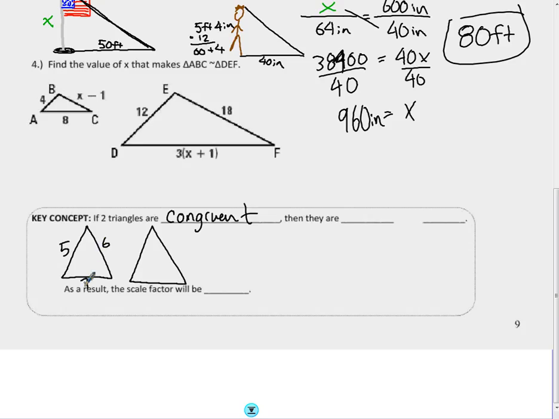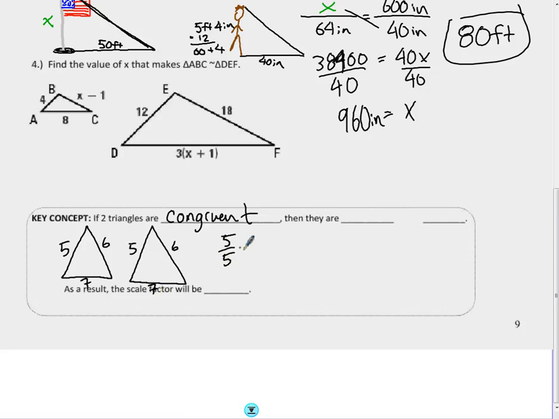So if two triangles are congruent, what would their scale factor be? They would have to be the same, but what would it be? It'd be 1 to 1. What's 5 divided by 5? 1. What's 6 divided by 6? And 7 divided by 7? So, since all the side lengths are the same, they all have a scale factor of 1 to 1.